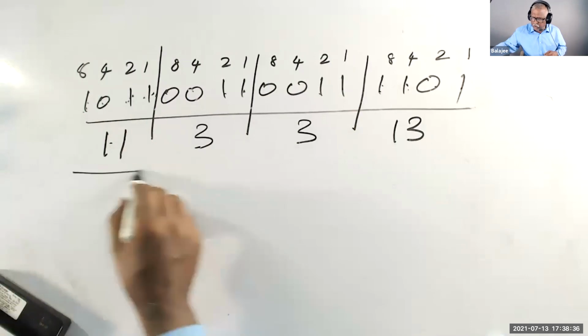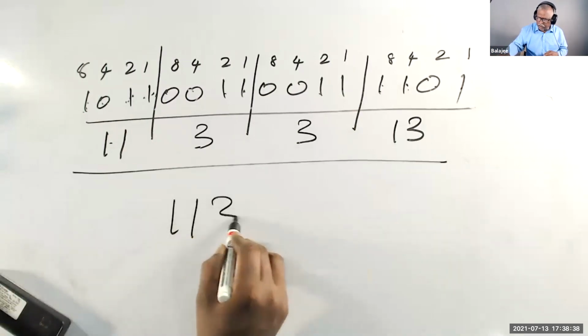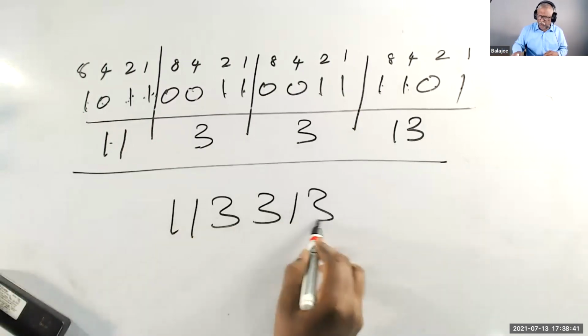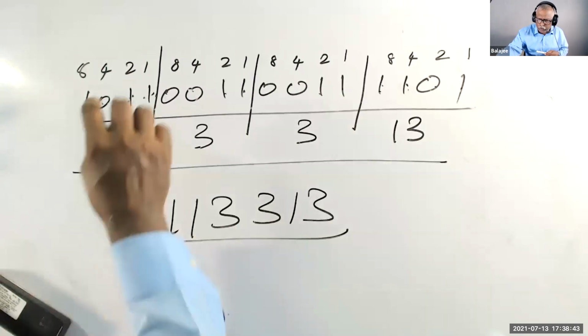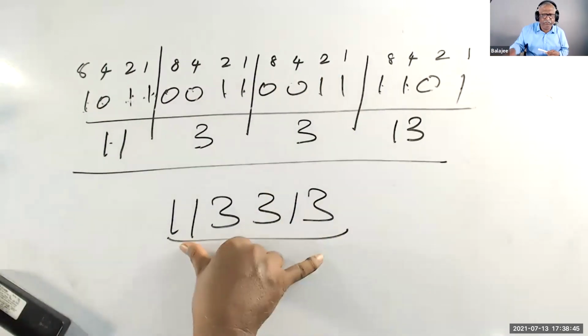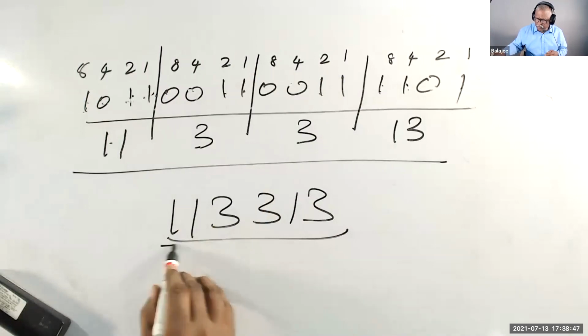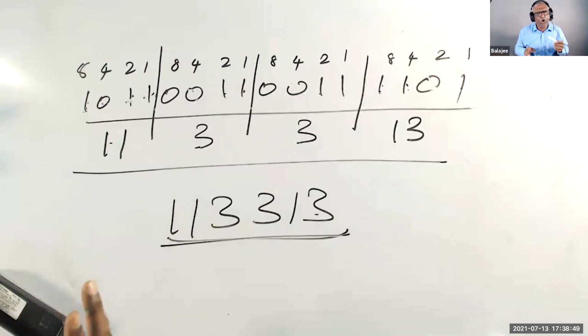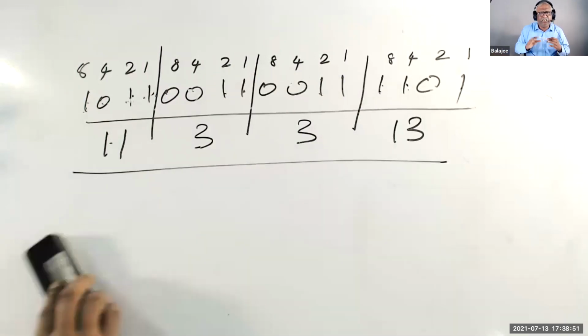So if I write them like this, how will it become? 11, 3, 3, 1, 3. Confusing. Because I have only 4 groups. But here, how many digits do I have? 7, 6. So they thought about how to avoid it. So they compromised a little bit.